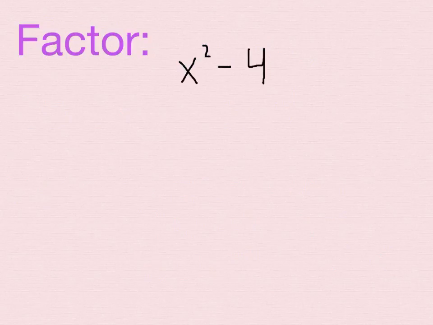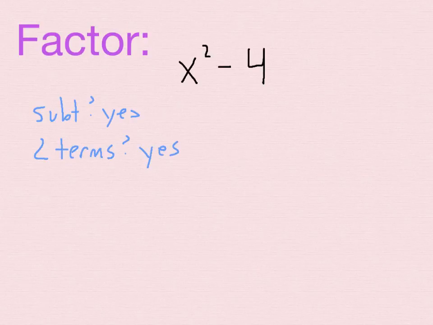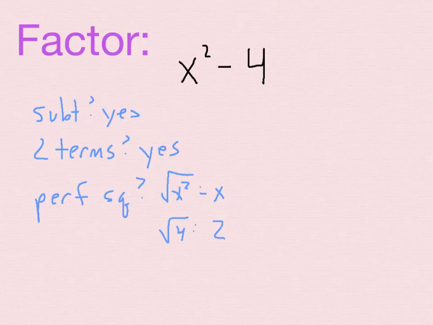All right, let's go ahead and factor. So first, some questions. Is it a subtraction? Yes. Are there two terms? Yes. Then we need to know, do we have those perfect squares? Well, the square root of x squared is x. The square root of 4 is 2. So yes, we have those as well.